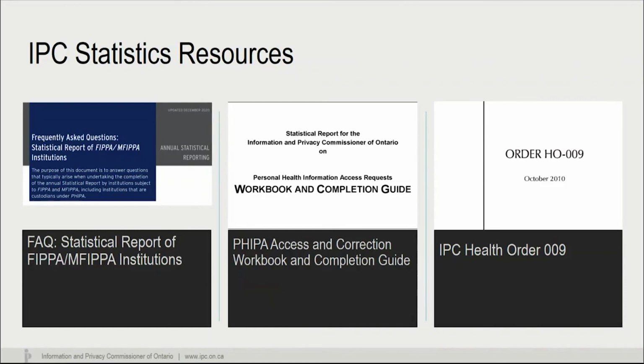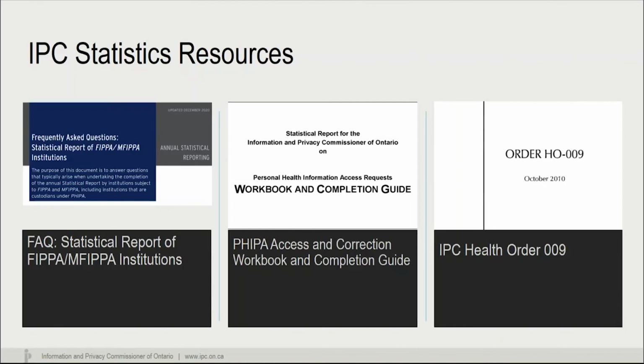The second one is the PHIPA Access Request Workbook and Completion Guide. It's available under the Guidance for Organizations and under the Guidance section as well. This particular completion guide is very helpful. A tip that I've received from custodians is that some of them have it open as they're completing their statistical report online. That way, as they're working on the workbook and inputting it in the statistical website, they can catch any error messages that might come up, instead of doing it first in the workbook and then transferring it over. So that might be a helpful tip.